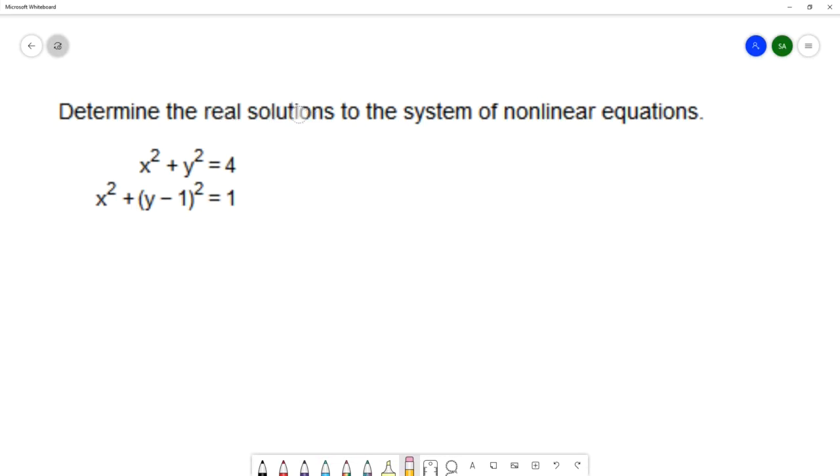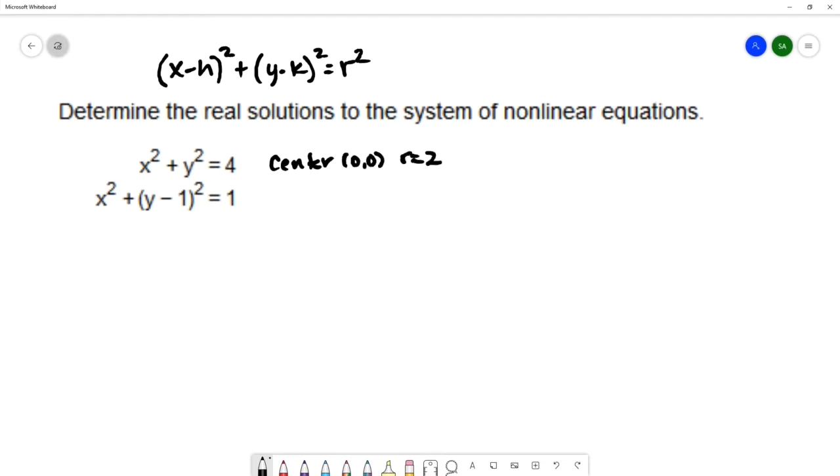When I get that visual representation, it gives me an idea of how many real solutions I might have. So when I look at these two equations, they're following the format of the equation of a circle. The equation of a circle will look like this: (x minus h) squared plus (y minus k) squared equals r squared. And both of them follow that pattern. The first equation would have a center of (0, 0) with a radius of 2, and the second one has a center of (0, 1) with a radius of 1.